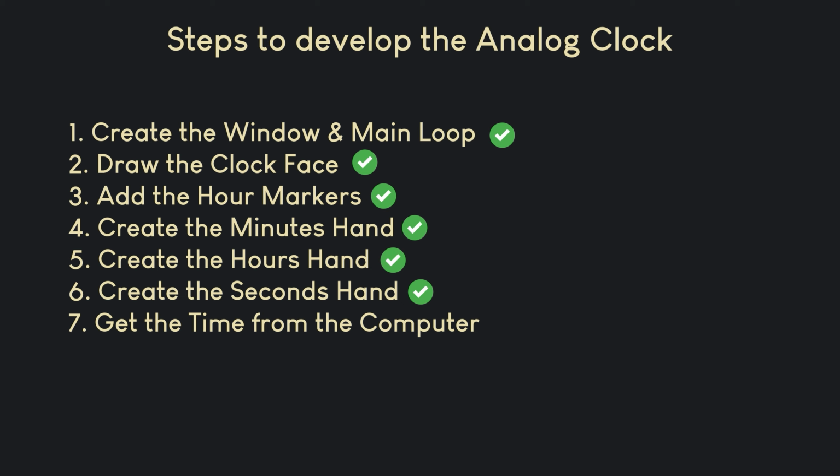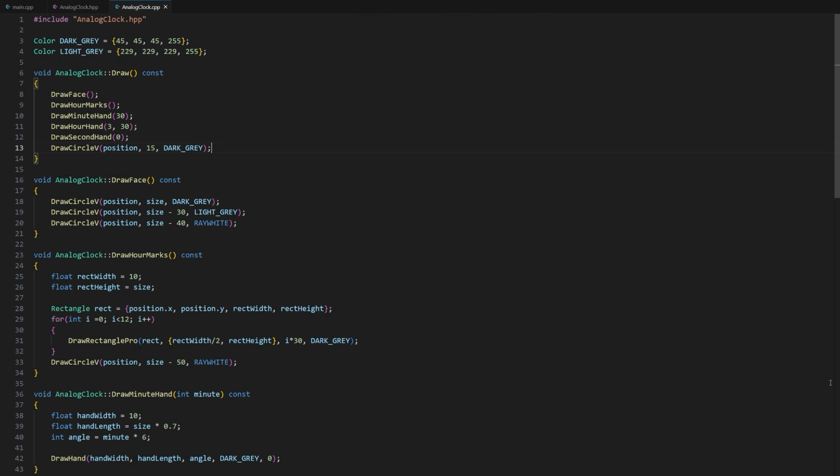Now there's just one final step to finish our clock, and it is the easiest one yet. All that is left is to fetch the current time and set the hands to their correct positions. Let's bring our clock to life. To fetch the current time in C++, we will use the ctime library. This library provides functions to get the current hour, minute, and second. Let's modify the AnalogClock class to handle this.